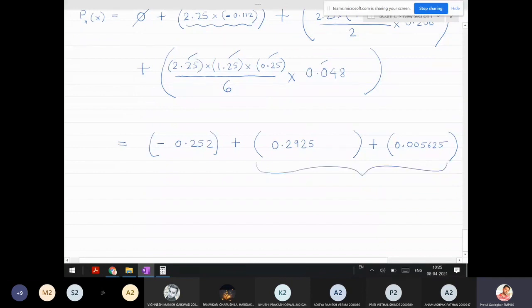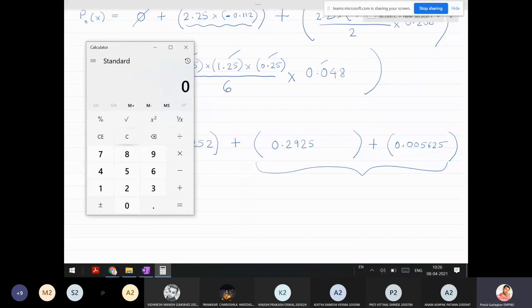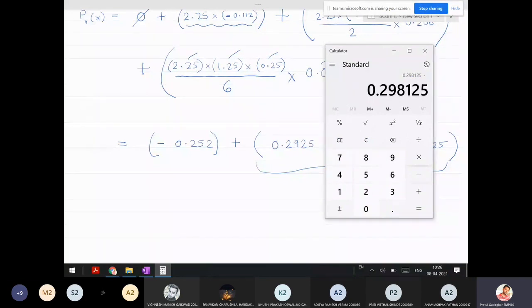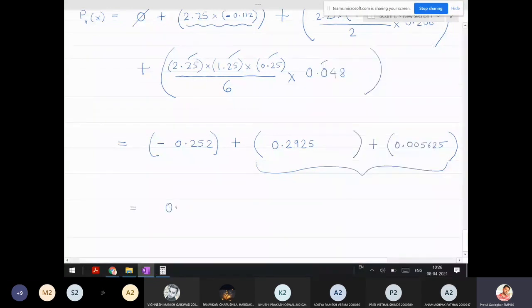Now here there is a negative sign. So let us add these two first. What is the addition of this? 0.2925 plus 0.005625. So the addition is 0.298125, and then I will subtract this number. Who is that number? Minus 0.252. So how much is it? 0.046125. So this is the final expected answer that we were looking for. Okay, the answer.